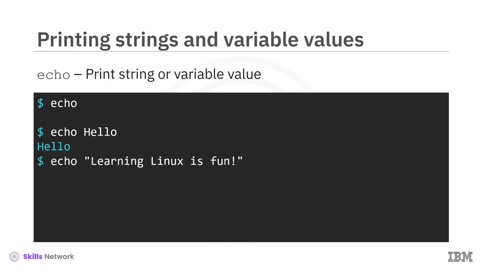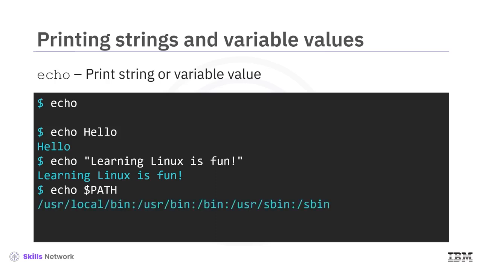Using echo with a quoted string returns the quoted contents, "Learning Linux is fun!" Additionally, you can view the value of a variable, such as our system's path variable, by typing a $ sign followed by the variable name. This can be helpful when troubleshooting or scripting. Here you can see each path of your system's path variable delimited by colons.